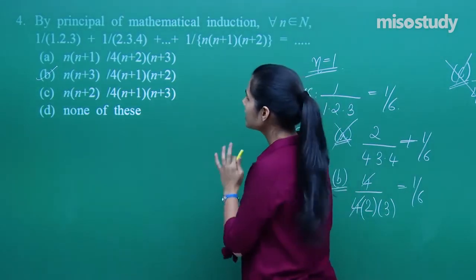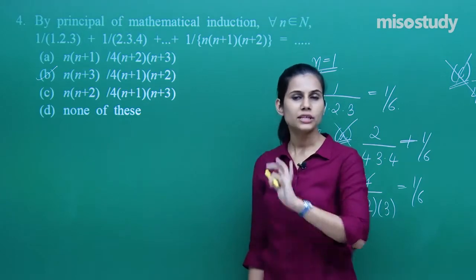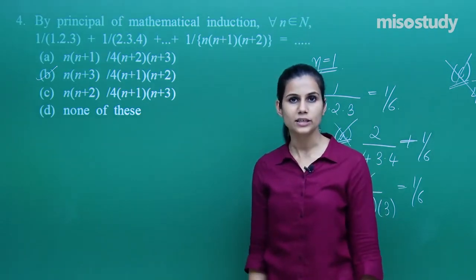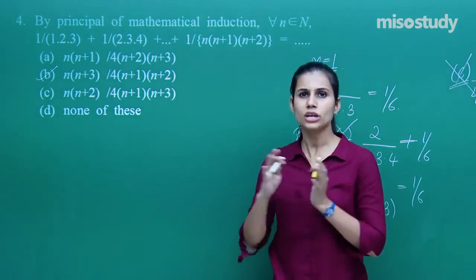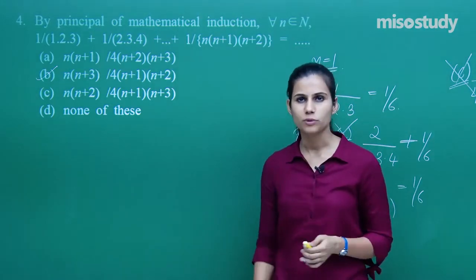Right? So this is how you can check. You don't need to actually carry out the entire induction process to find out what it is equal to. For different values of n, you can get sorted out answers that can help you to chuck out the other options and hence take the right one.